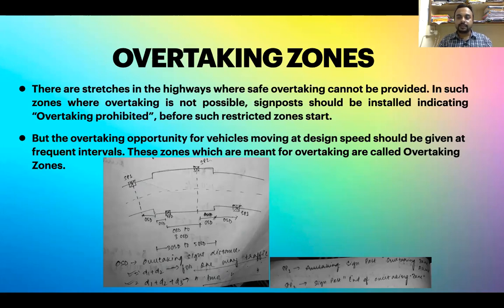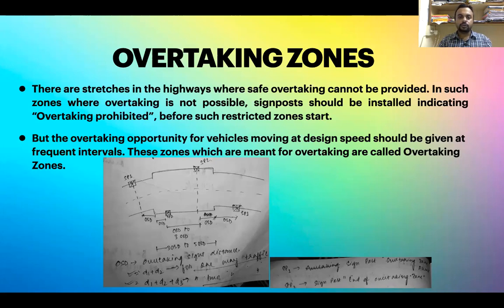So where such places are there, after a particular interval, there should be a particular zone where overtaking will be allowed. In that zone, extra road width will be provided so that the vehicles can overtake. These particular zones are known as overtaking zones. To design the overtaking zones, what will be the minimum distance required for an overtaking zone? You must know the OSD, overtaking sight distance for a vehicle. If you know the overtaking sight distance, then only you can calculate the overtaking zone distances.